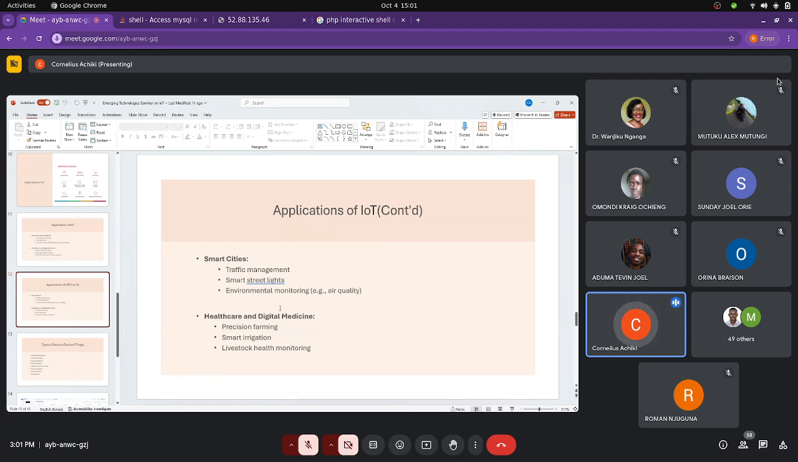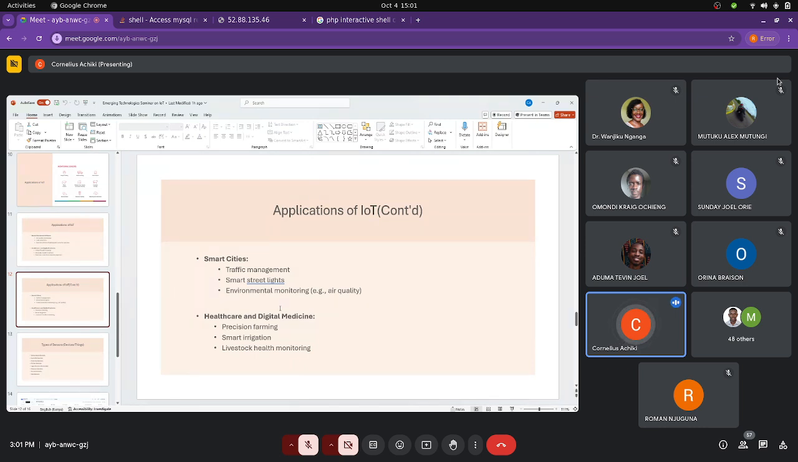So that we're able to make informed decisions on the kind of farming that you want to do at a particular time. For smart irrigation, this is looking at the moisture content and at what times of the day you need to do irrigation to your crops, or at what times of the year is it optimal to do irrigation. And then livestock monitoring, this is just looking at the health of your livestock.